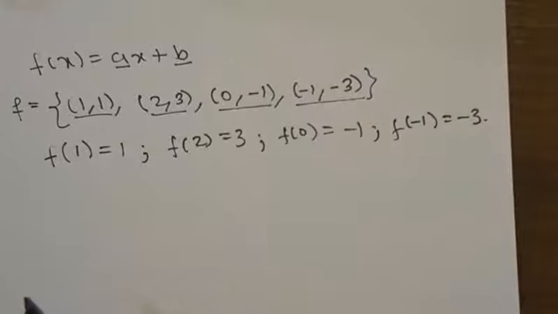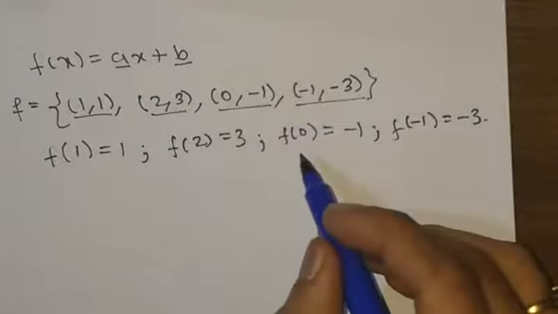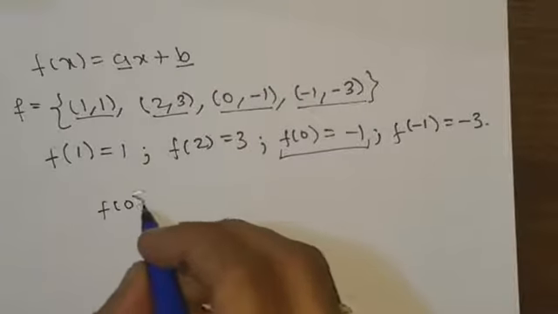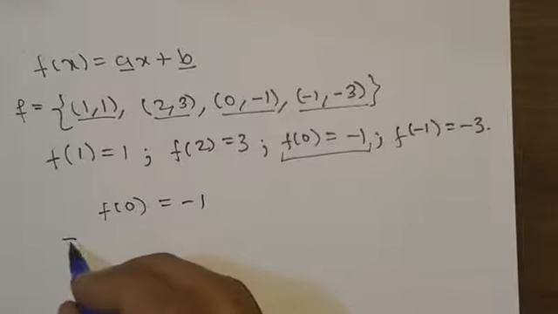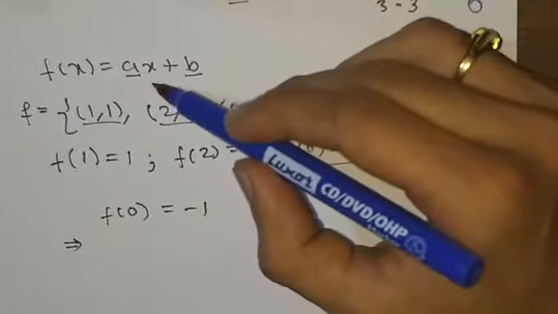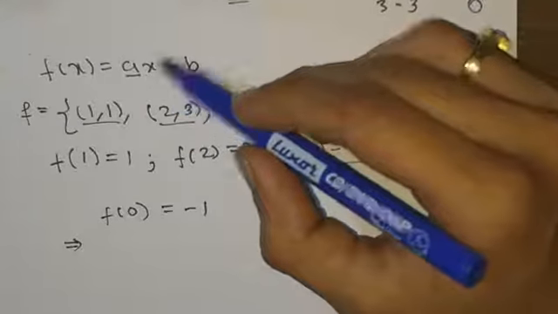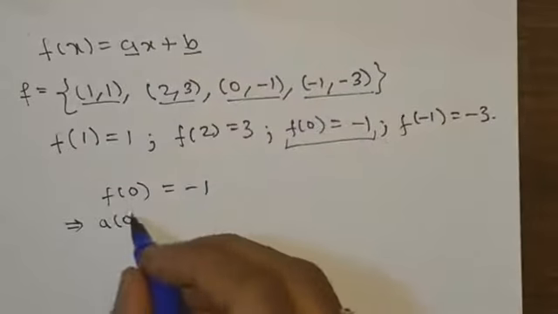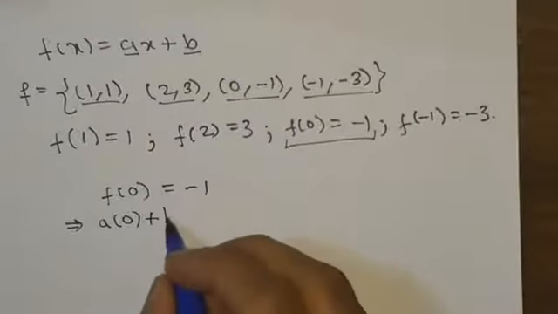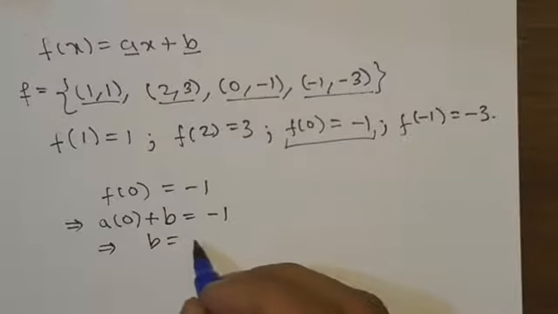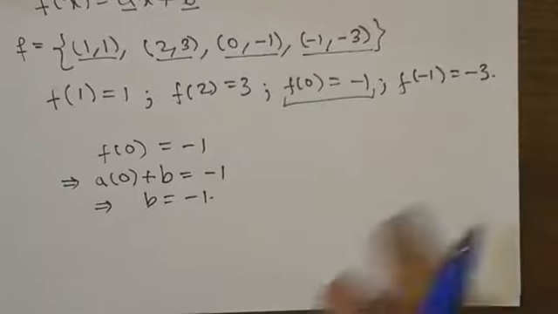We have to find this a and b. So first I'll take this definition, that is f of 0 is equal to minus 1. So let us take that f of 0 is equal to minus 1. That implies, f of 0 means in place of x we have to write 0. Replace x by 0 here. So you will get a multiplied by 0 plus b, which is equal to minus 1. So it implies b is equal to minus 1. So you got the value of b, right?